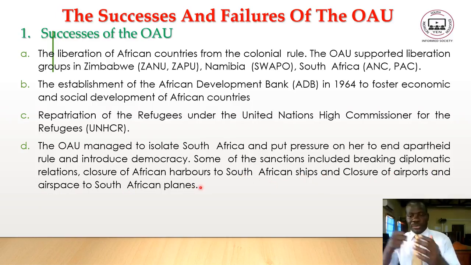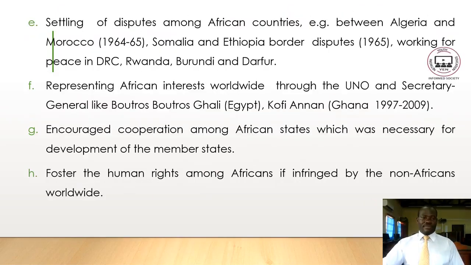So you see, they pressurized South Africa to end apartheid, that discriminatory rule which was there in South Africa. What they did was that South African ships were not allowed to go into other African countries. Even aeroplanes from South Africa were not allowed to land in other African countries. As a result, things were not okay with South Africa because they were only related with the European countries.